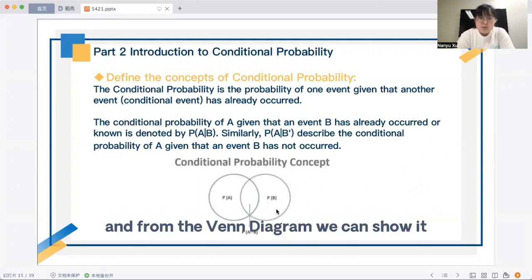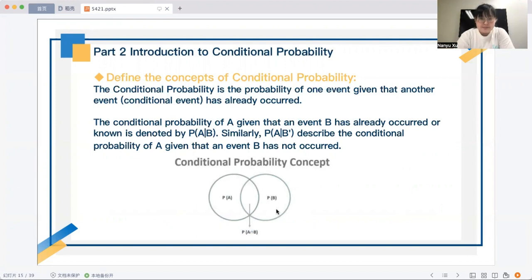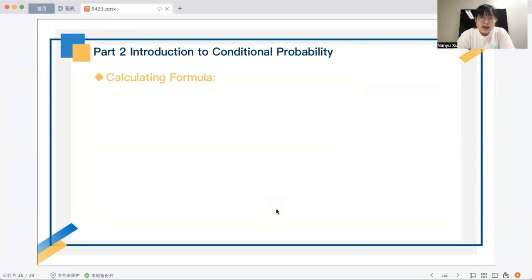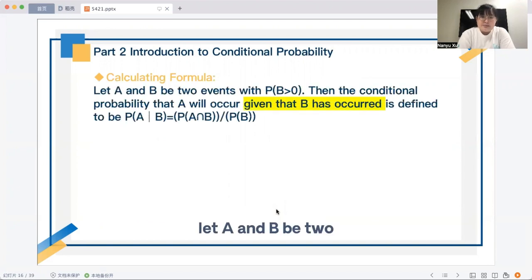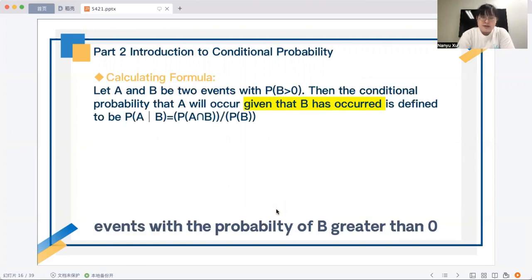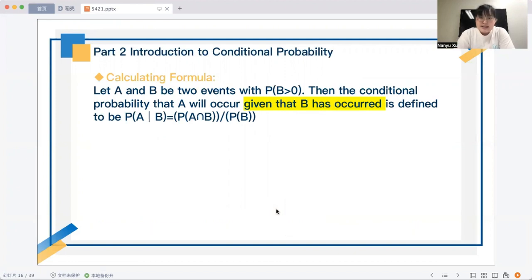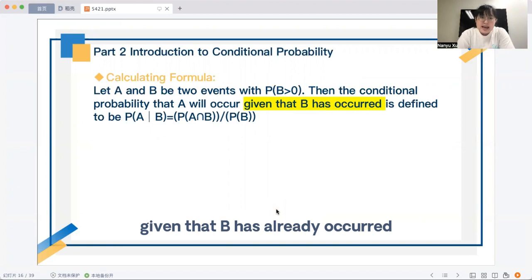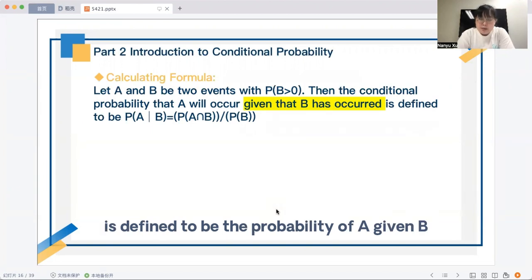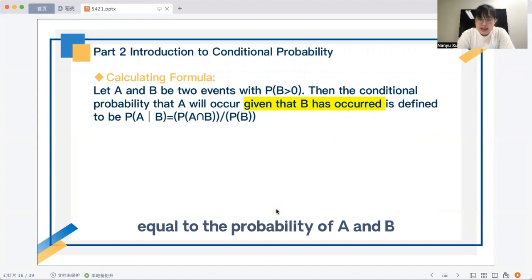And from the Venn diagram, we can show it. And we move to our calculation formula part. Let A and B be two events with the probability of B greater than 0. Then the conditional probability that A will occur given that B has already occurred is defined to be the probability of A given B equal to the probability of A and B divided by the probability of B.